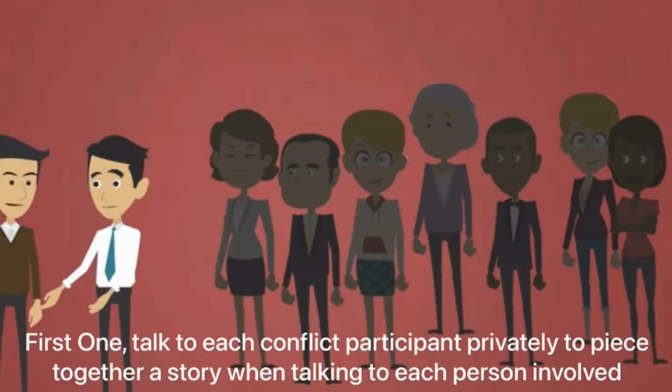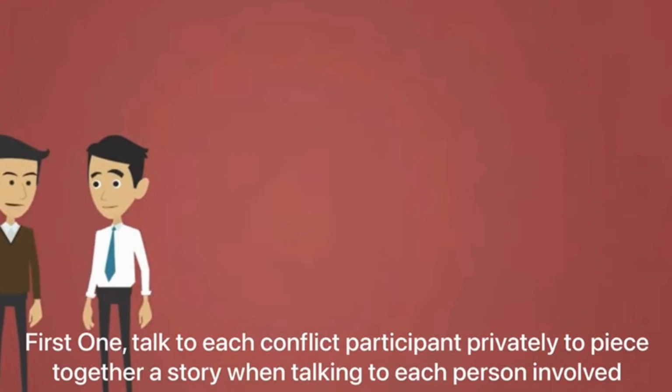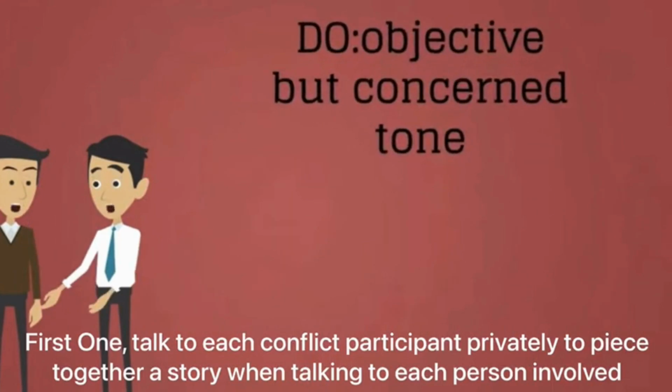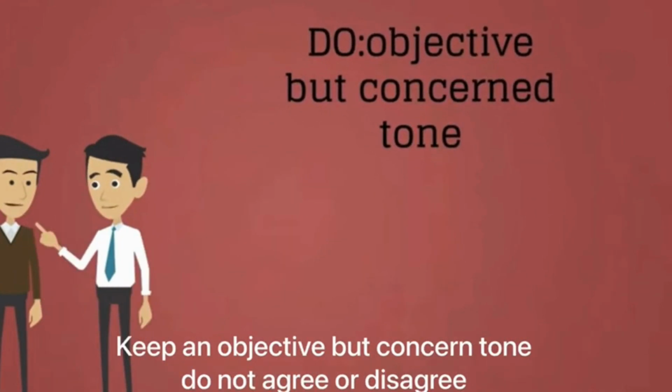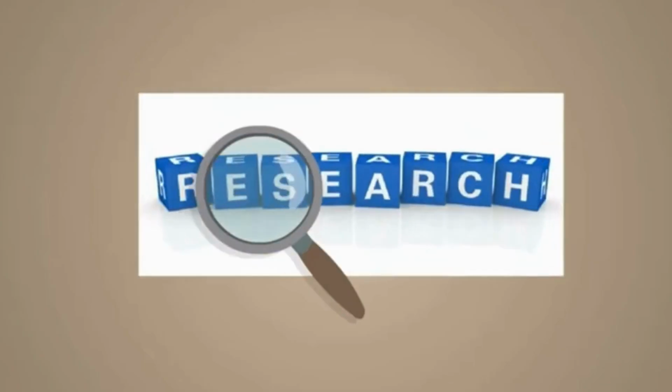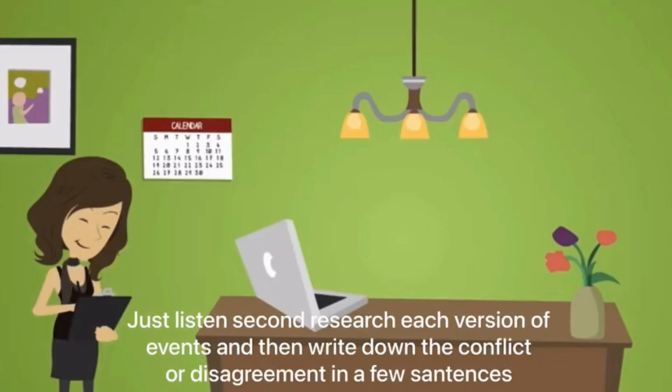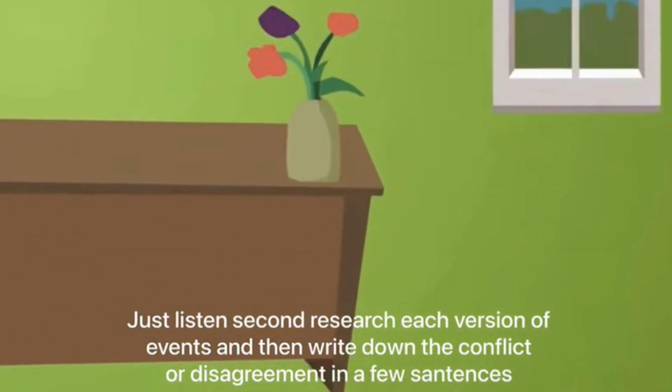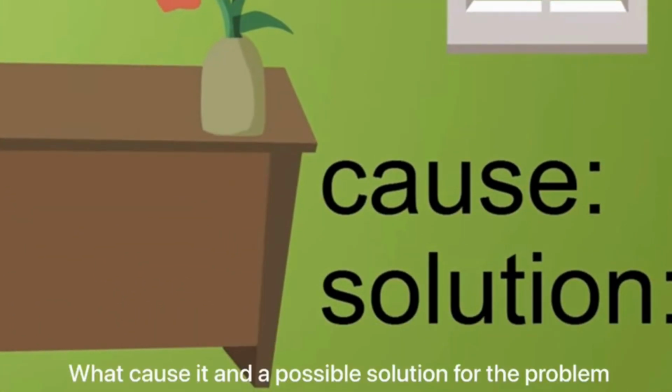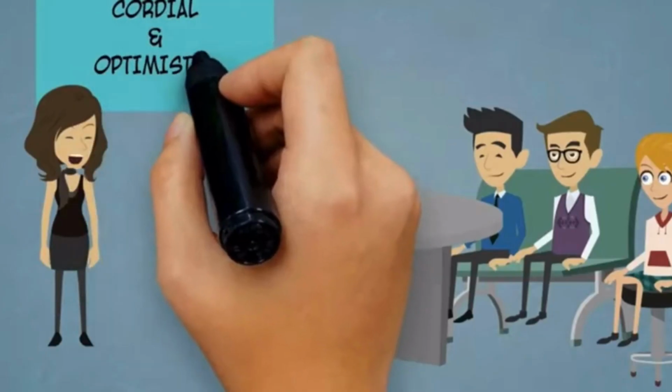Okay, the first one: talk to each conflict participant privately to piece together the story. When talking with each person involved, keep an objective tone and do not agree or disagree. Just listen. Second, research each version of events and then write down the conflict or disagreement in a few sentences: what caused it and a possible solution for the problem.